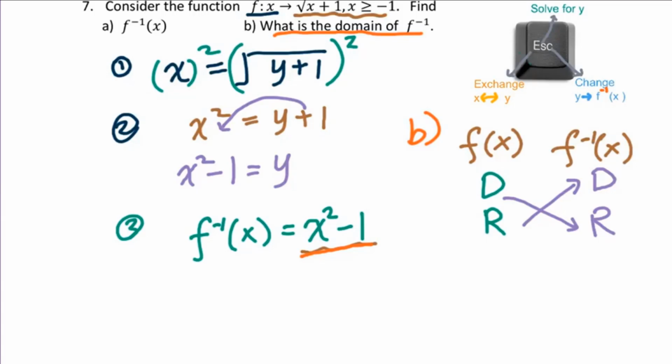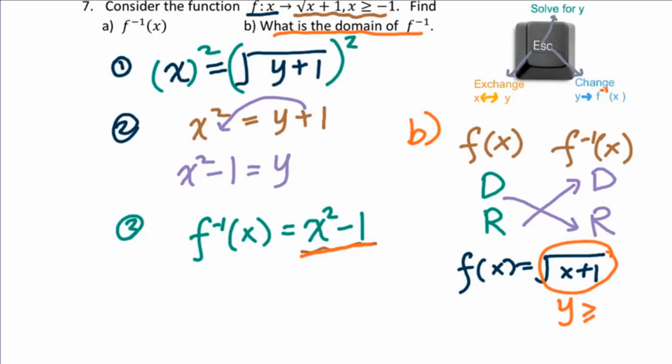That is f of x equals square root of x plus 1. We know whenever you see a square root by itself, y is greater than or equal to 0. This is the range for the original function. In other words, domain and range switch, so x is greater than or equal to 0. This will be the answer for b.